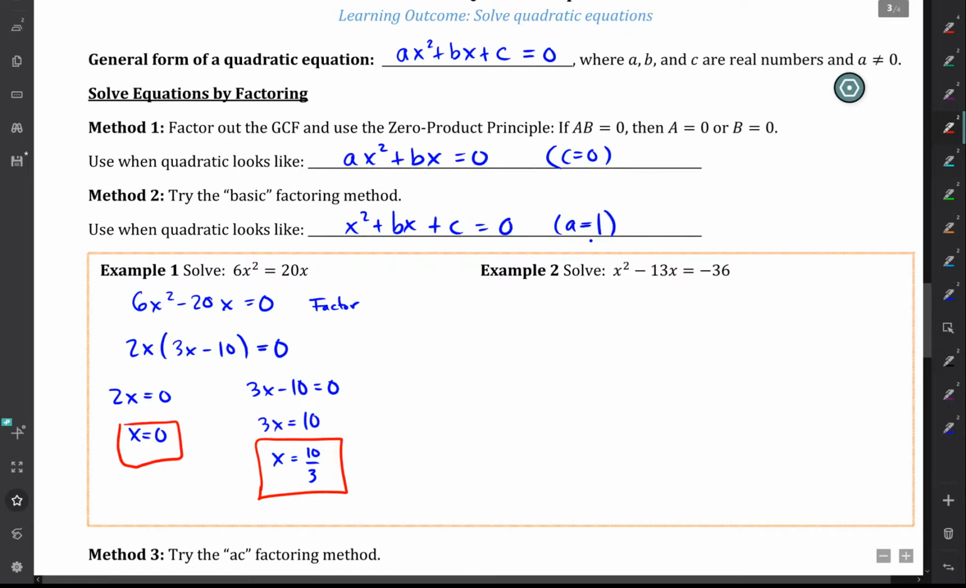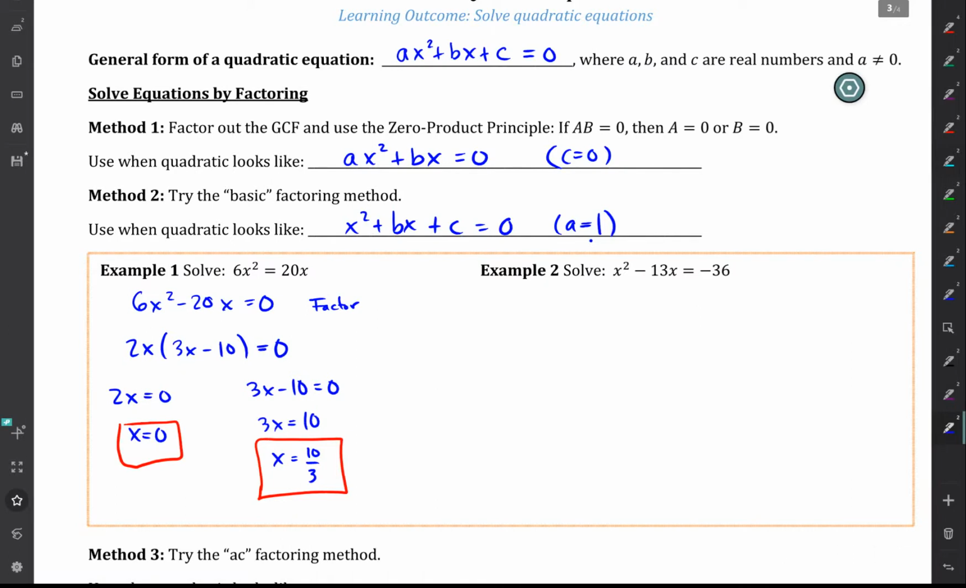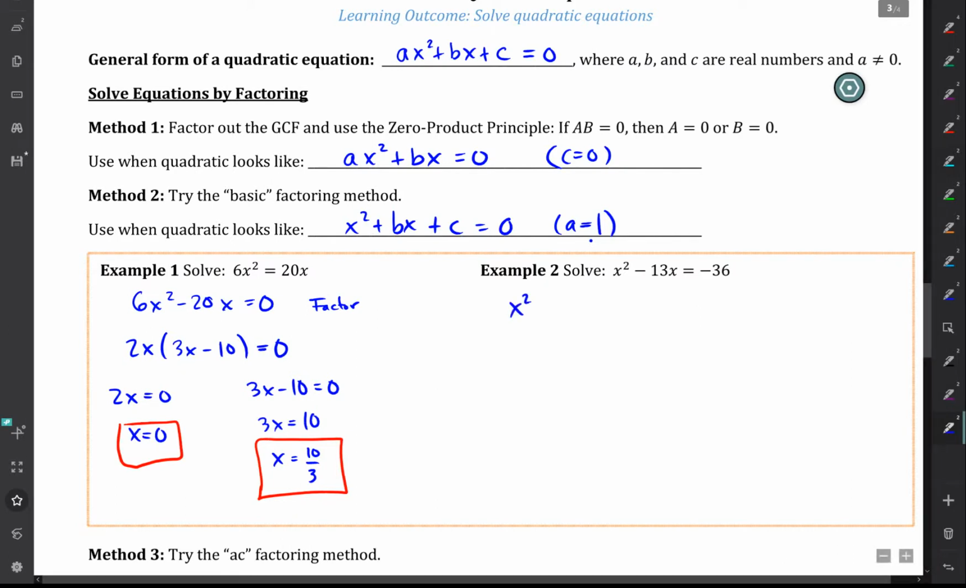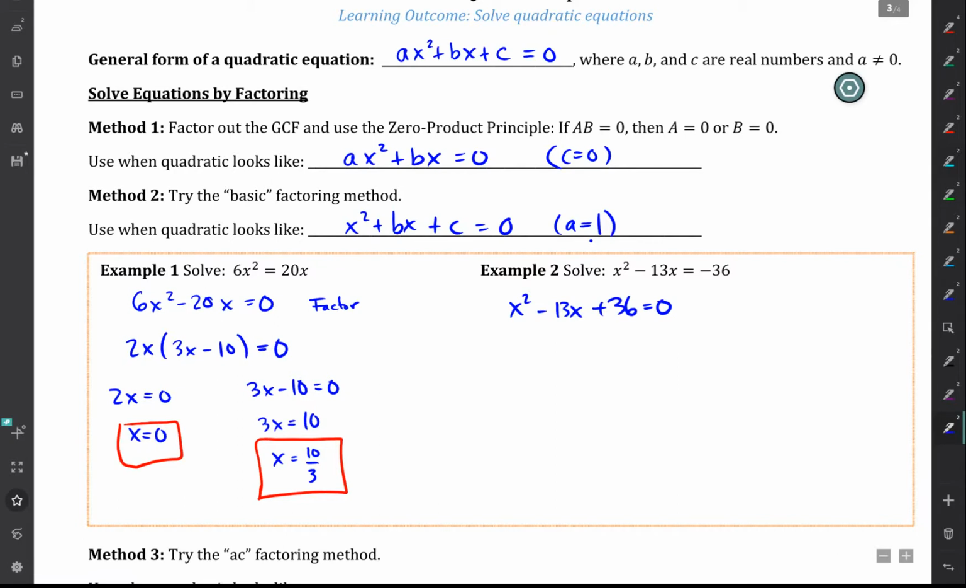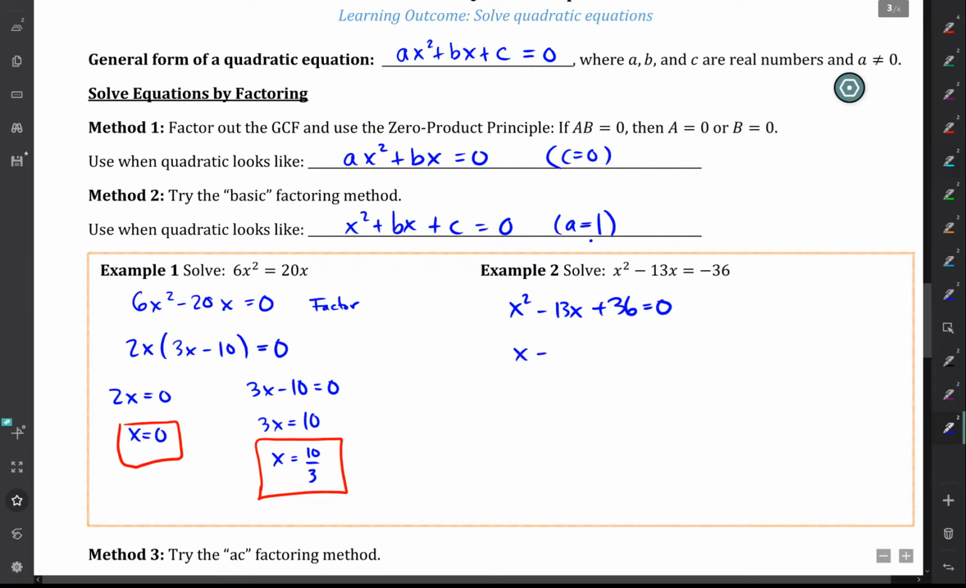Now, in example 2, when we get all the terms over to one side, we'll have x squared minus 13x plus 36 is equal to 0. And in this case, a is equal to 1, so we can try the basic factoring method. And so again, we want to try and factor x squared minus 13x plus 36 as something in the form x minus something times x minus something.